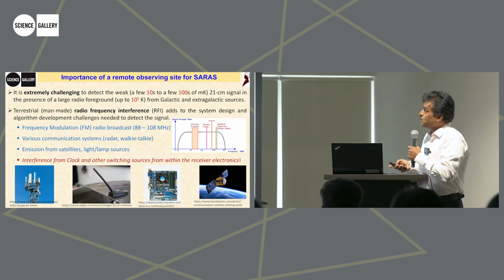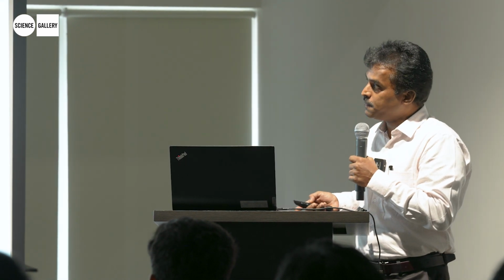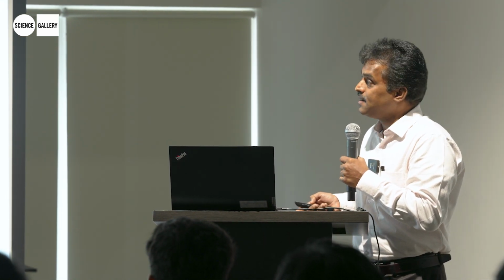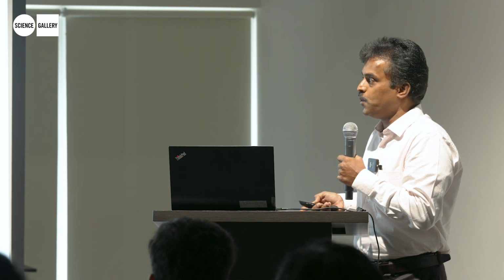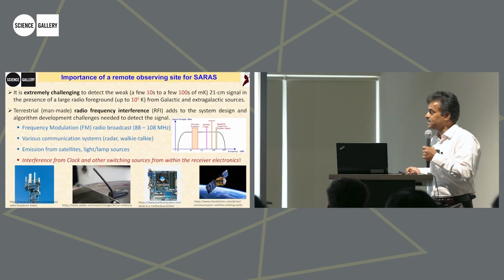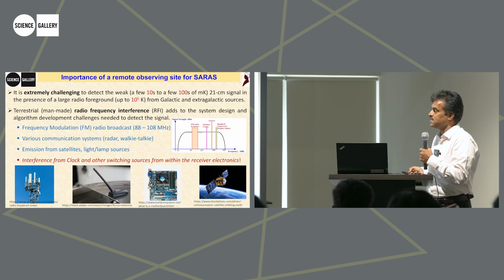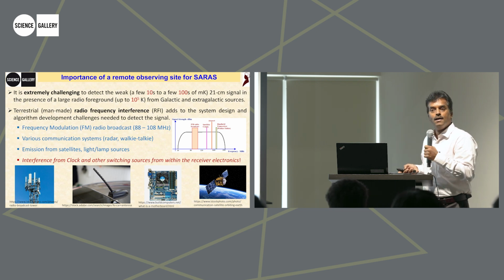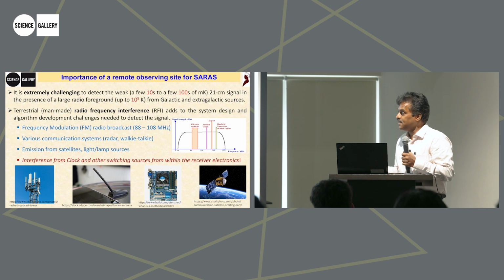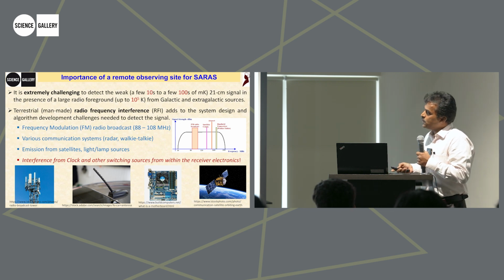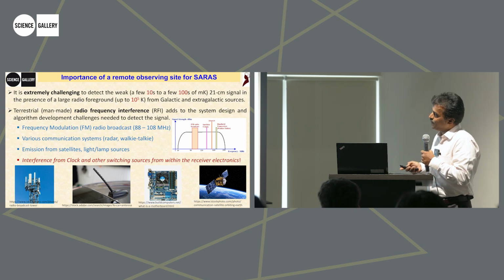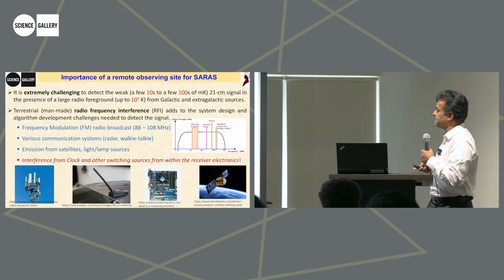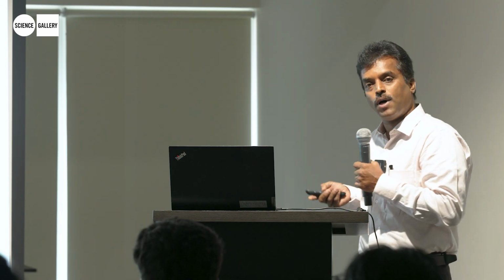By this we mean all the radio frequency interference which comes from FM radio broadcast, and then various communication systems, for example airport radar or walkie-talkie, police communication, and then emission from satellites, and emission from certain lamps and lights. In addition to all these things, we are complaining about a lot of interference that falls within our band of interest, like FM radio, satellite, airport, handheld receivers. And there is also interference which comes from our own systems.